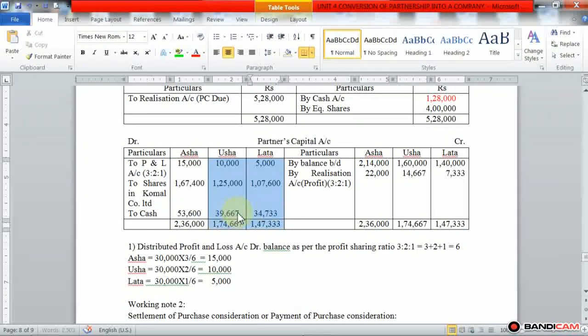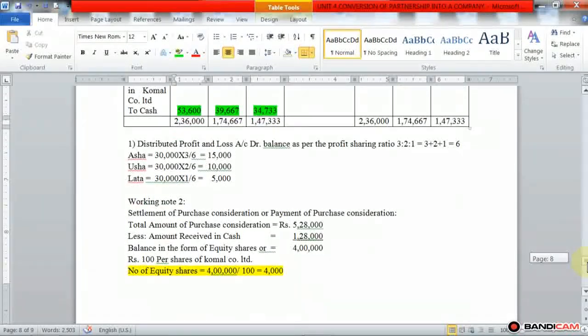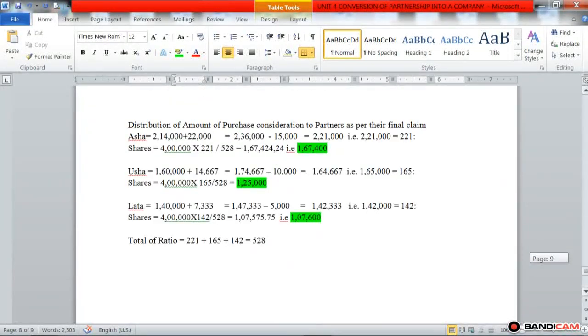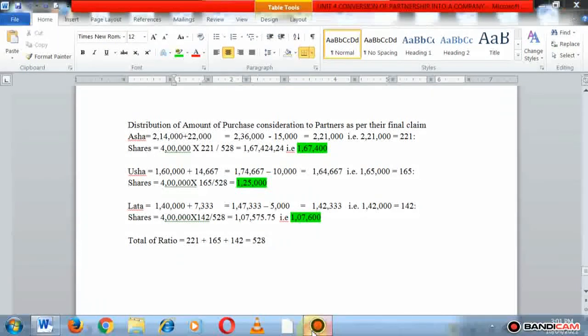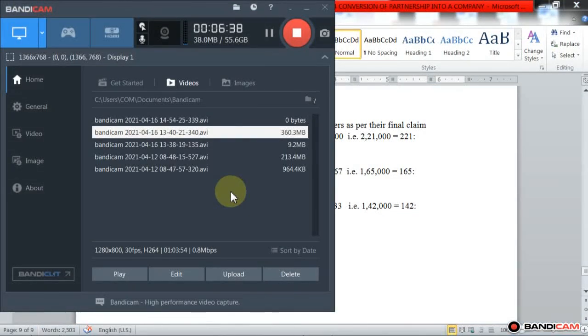Remember, it is very easy to compute. It means both sides of the capital account are equal, so our problem is correct. We solved a correct example here. In our next lecture we will solve practical problem number three on preparation of realization account, new company account and partners' capital account in the books of the partnership firm.